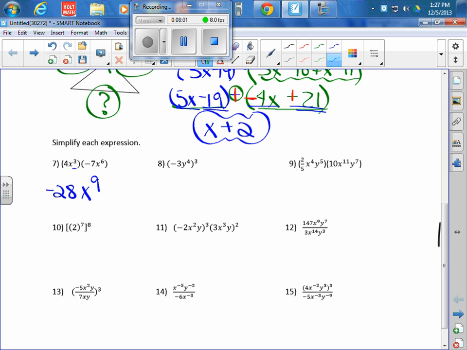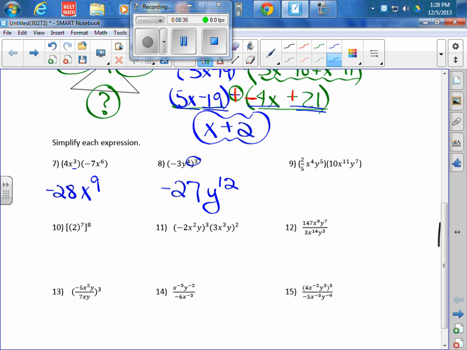Now, in number 8, I'm taking this parentheses and raising it to the third power. Now, if the y to the fourth weren't there, what would you have here? You'd have negative 3 to the third power, right? Well, having that y to the fourth doesn't change that fact. You still have negative 3 to the third power, which is what? Plug it into your calculators if you'll need to, and it's negative 27. Now, what do we do with these two exponents? We multiply those and get negative 27 y to the 12th.